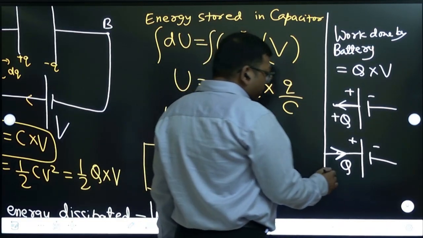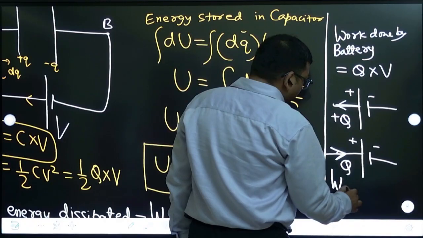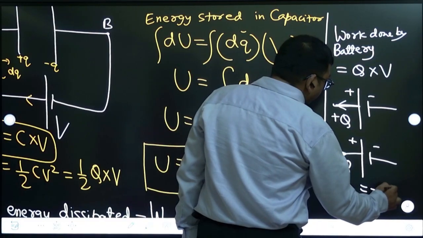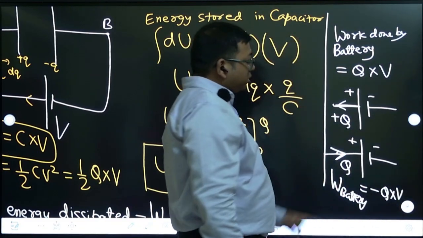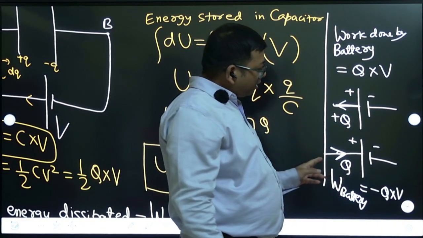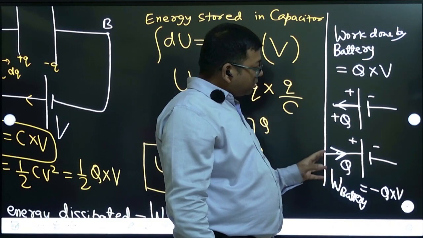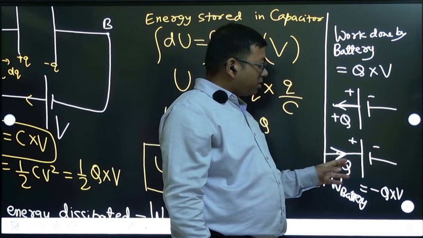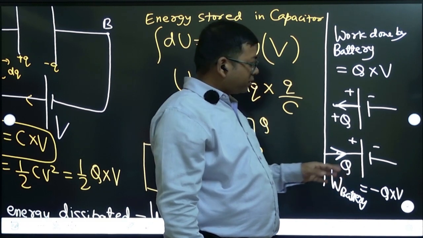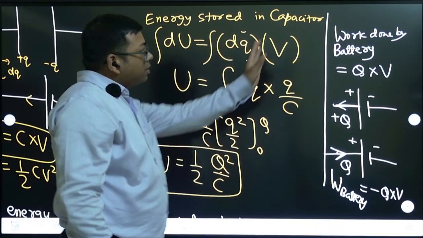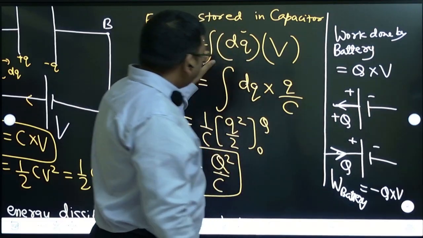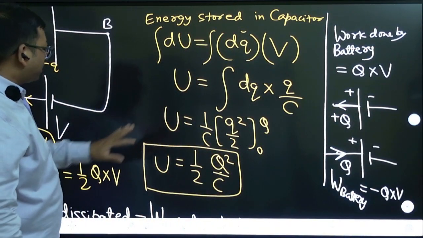In that case, work done by battery will be minus Q into V, because when the positive terminal supplies positive charge, the work done is positive. But when the positive charge is going inside the positive terminal, that is the negative work done. So we should remember this fact. Okay. So this calculation, work done by battery, is a separate calculation. And energy stored in the capacitor, that is a separate calculation.